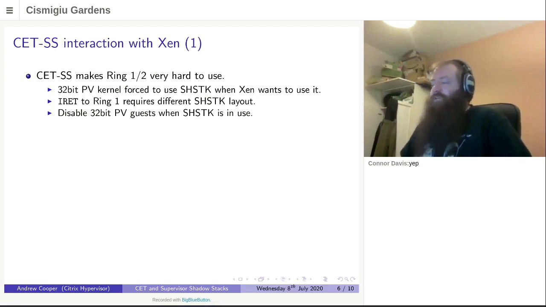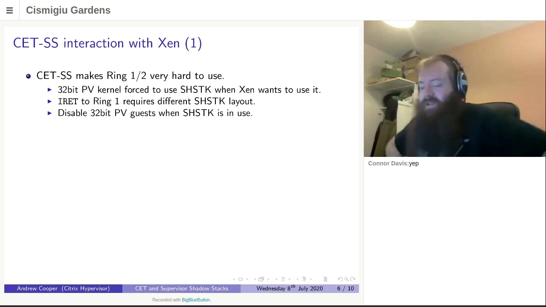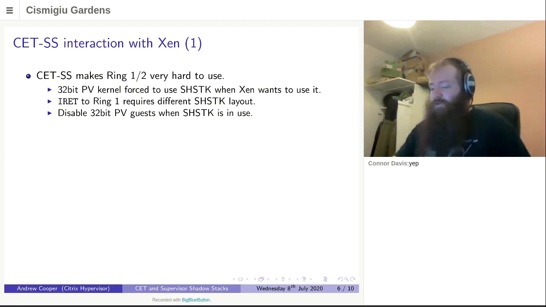So at the moment, if you have CET shadow stacks enabled, then we disable 32-bit PV guests. We have an alternative compatibility mechanism called PV shim, which has been working for a while. So backwards compatibility is maintained around there. In reality, if you're still using a 32-bit PV guest, you are burning electricity needlessly at the moment. The performance for them sucks massively. Either switch to HVM or switch to 64-bit PV and your life will get much better.